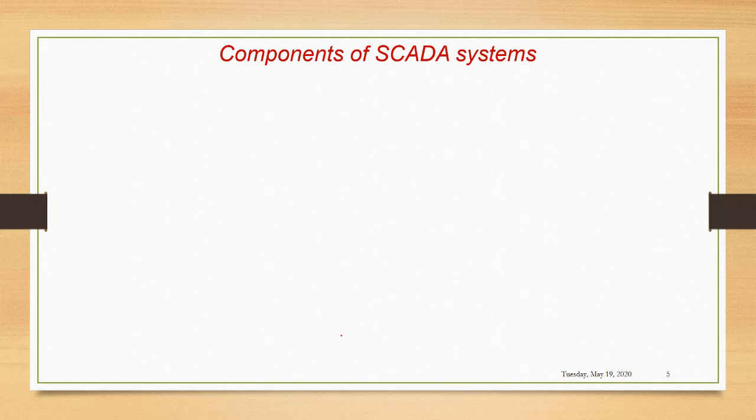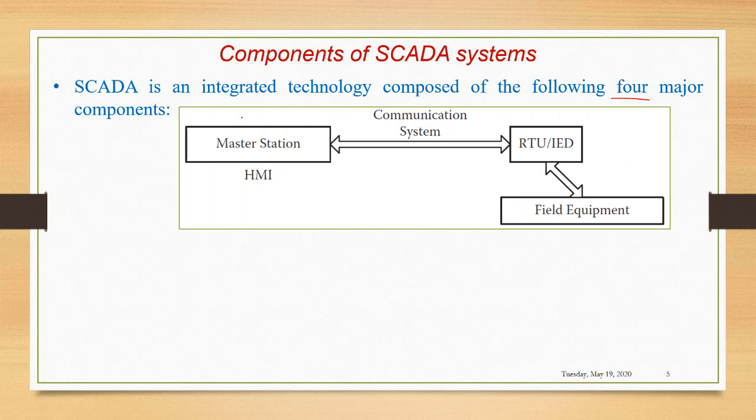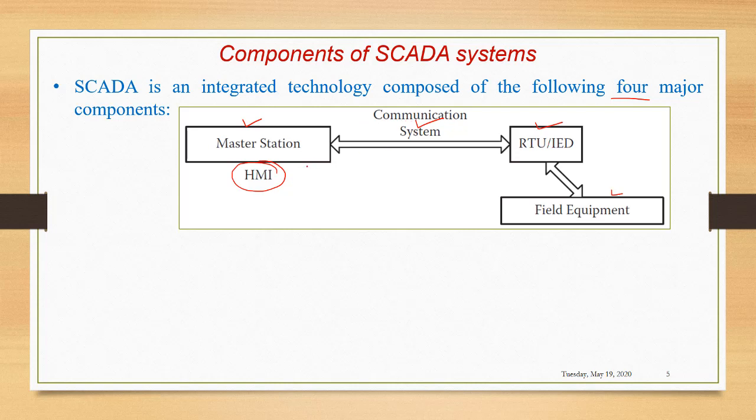Let us see the components of the SCADA system. SCADA is an integrated technology composed of the following four components. You can see here, the first component is the master station, where all the controller computers used for control action and also for data acquisition are located. The second one is the communication system, through which it communicates with the field devices through the RTU. The RTU is the third component, and obviously there are field equipments, and we have the HMI. So we have four major components: master station, communication system, RTU, and HMI. These four components play an important role in making a SCADA system.